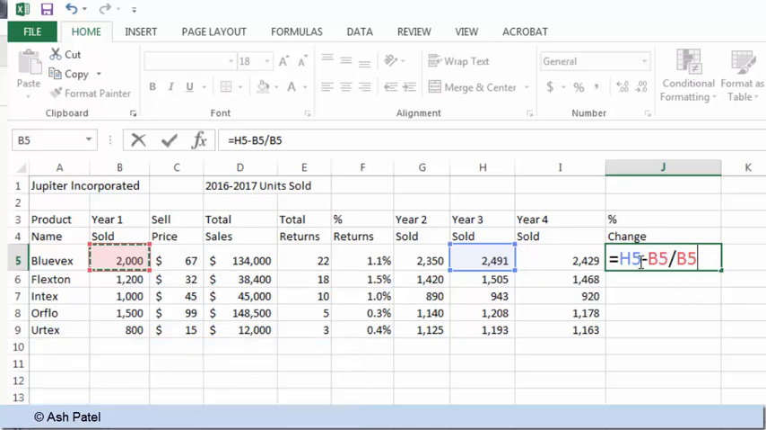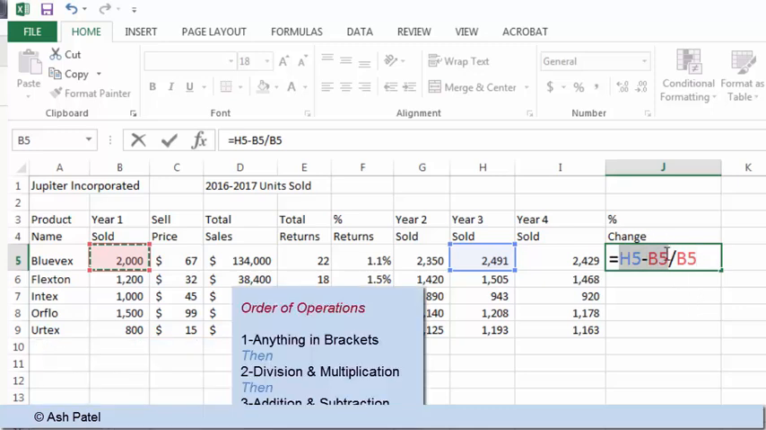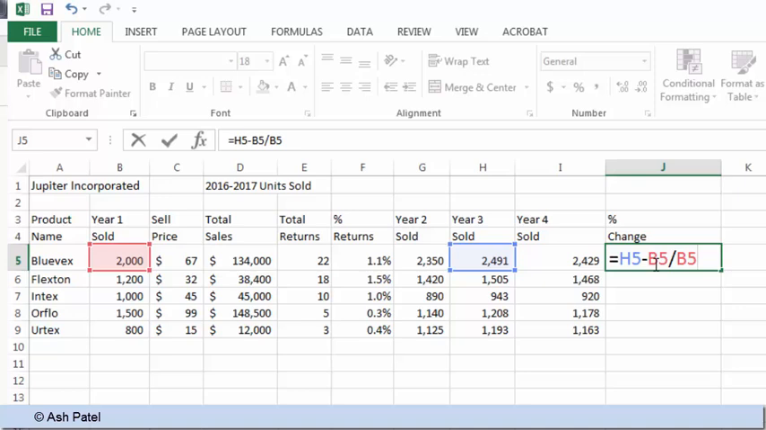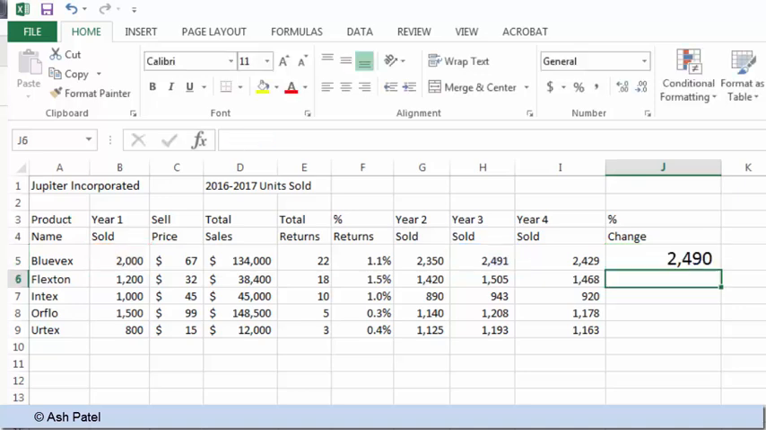The problem is we're doing subtraction first and then division later. But what Excel's going to do is order of operations. When you mix add, subtract, divide, multiply, the computer anywhere in the world will always do division and multiplication first. And in this case, it'll do that and minus that from H5. Now that answer doesn't even make any sense, right? Like, what does that number even mean? We're looking for a percentage.